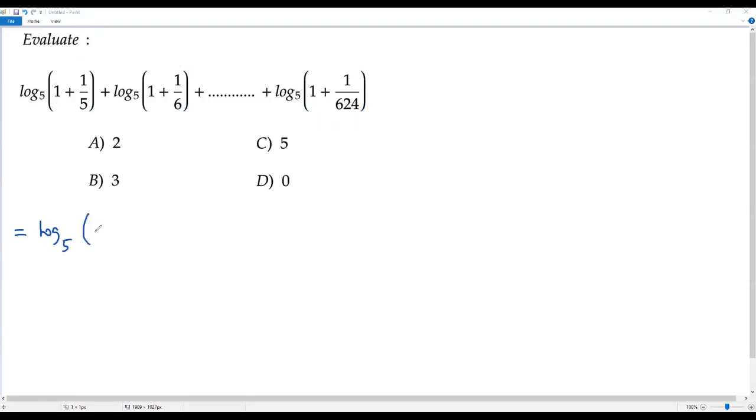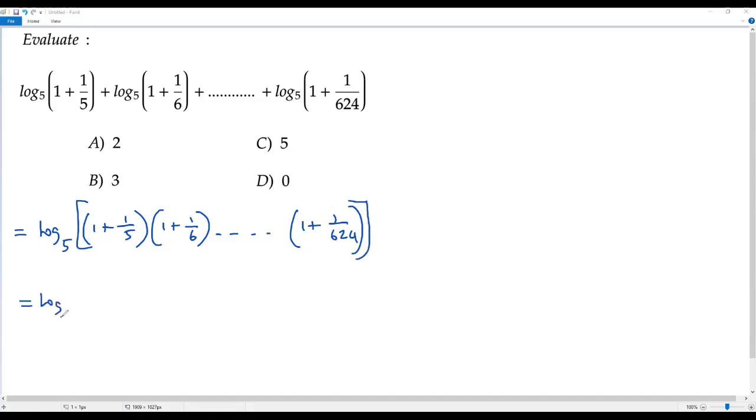So I multiply 1 plus 1 over 5 times 1 plus 1 over 6, and it keeps going. At last we'll have 1 plus 1 over 624. This complete product is the argument of the logarithm, log to the base 5.